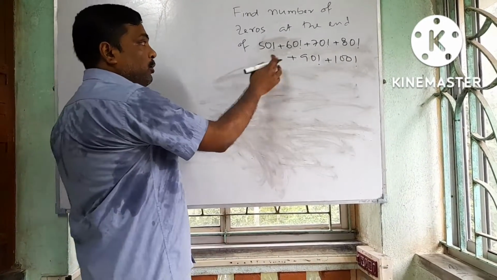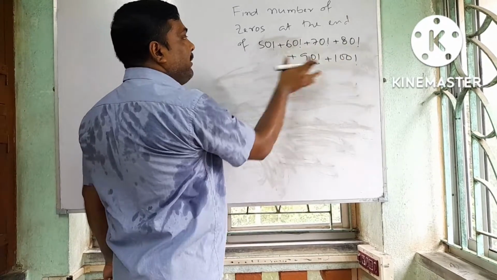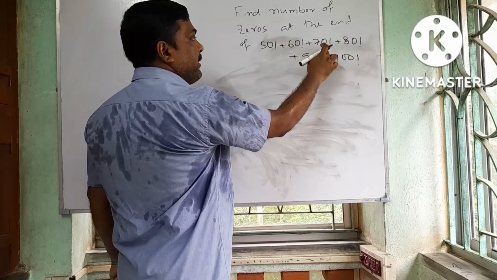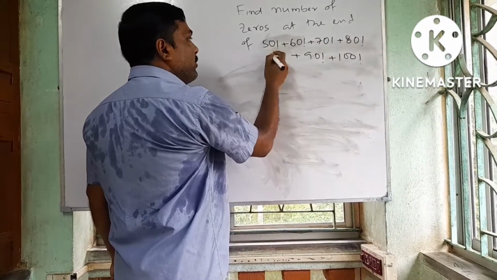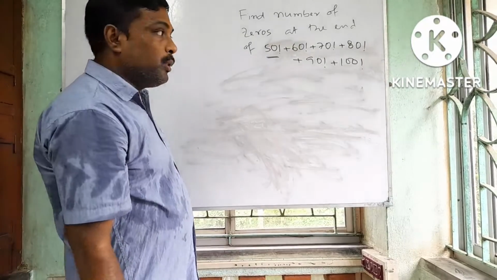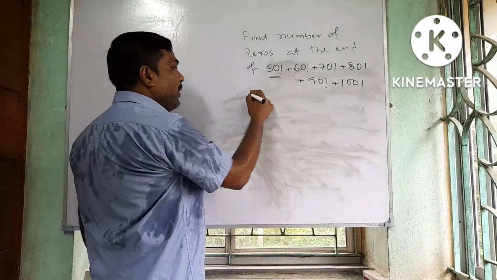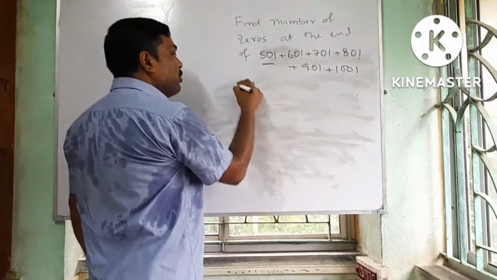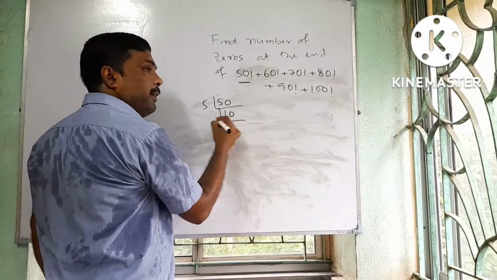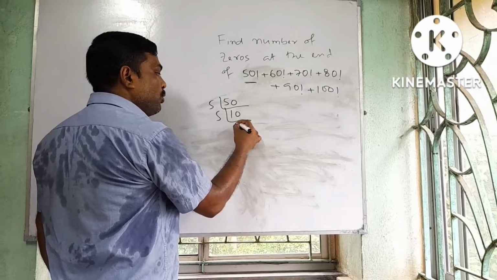Okay, so first find the minimum of these terms: 50 factorial, 60, 70, 80, 90 and 100. So the minimum is 50 factorial. First calculate the number of zeros at the end of 50 factorial. Divide 50 by 5, quotient 10, divide 10 by 5, quotient 2.